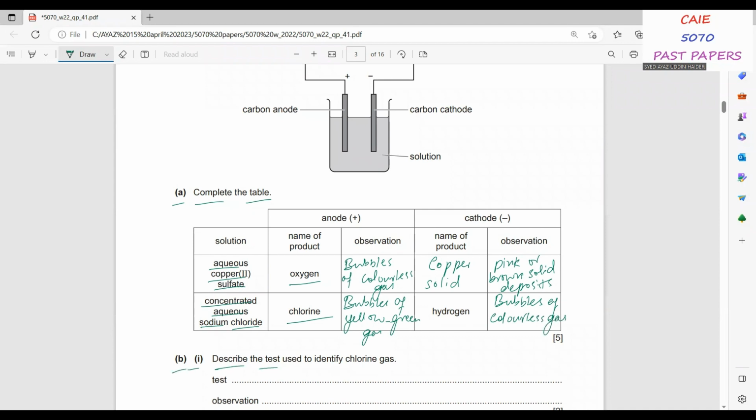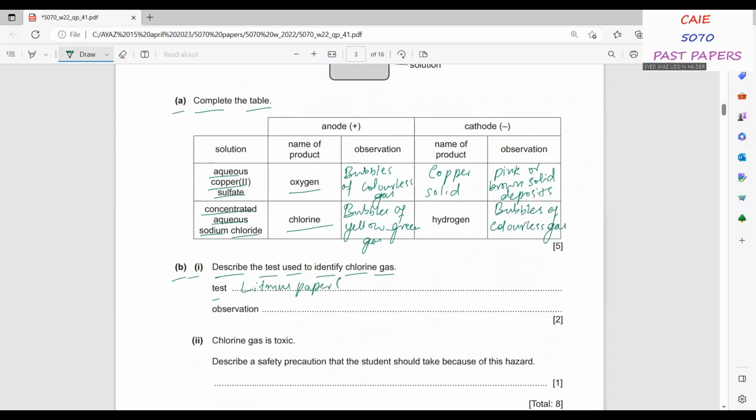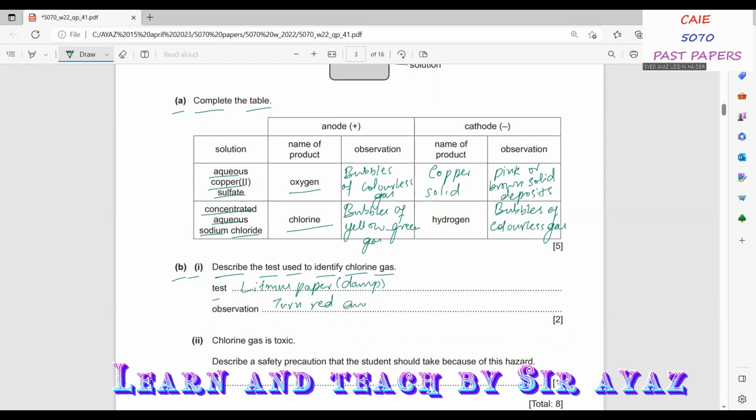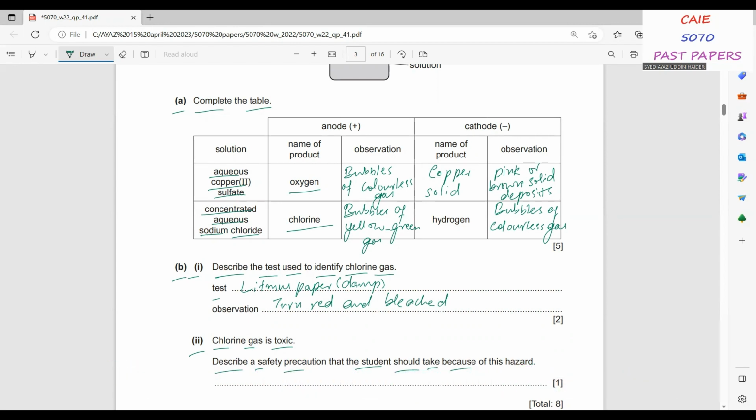B1, describe the test used to identify chlorine gas. The test will be litmus paper, in brackets you write damp. And the observation will be, it will turn red and then bleach. Number 2, chlorine gas is toxic. Describe a safety precaution that the student should take because of this hazard. Use a fume cupboard.